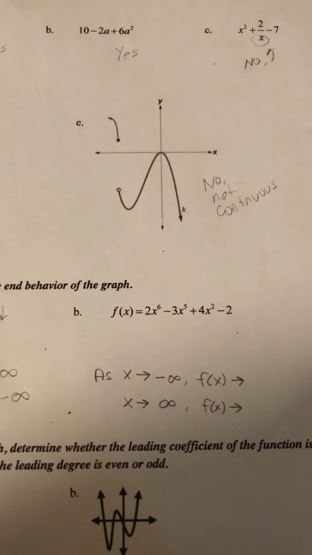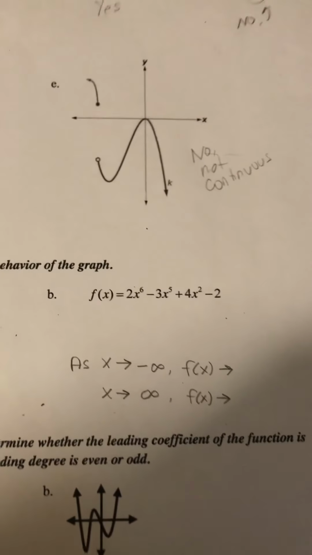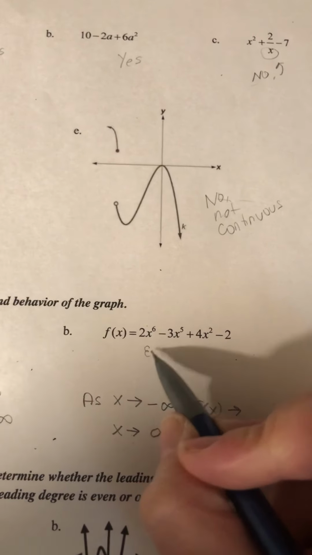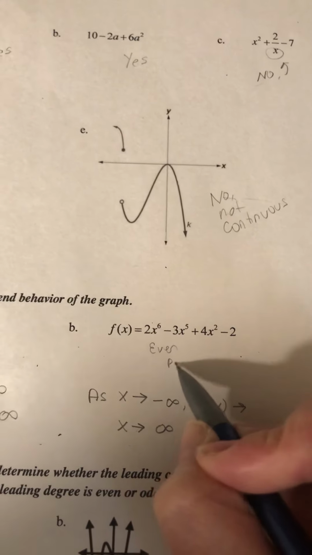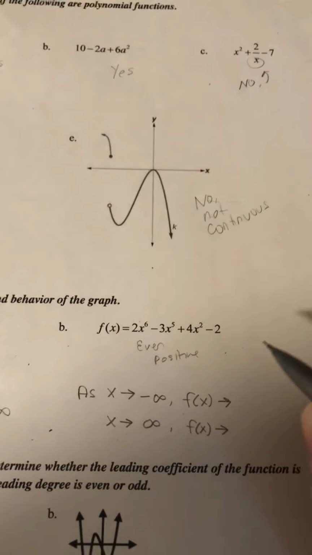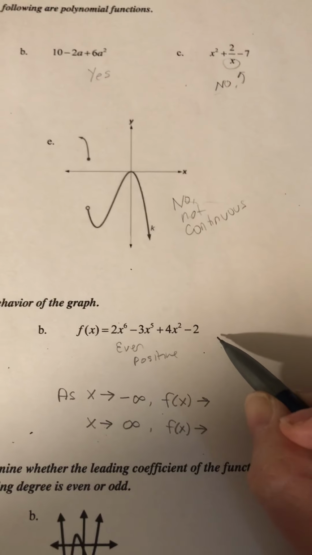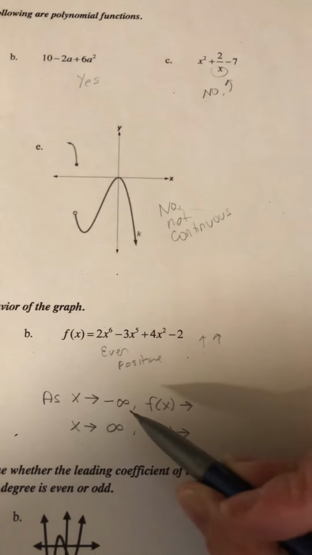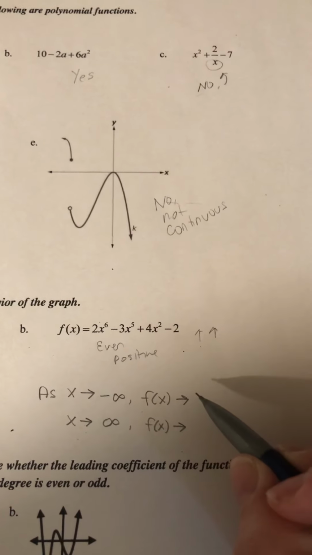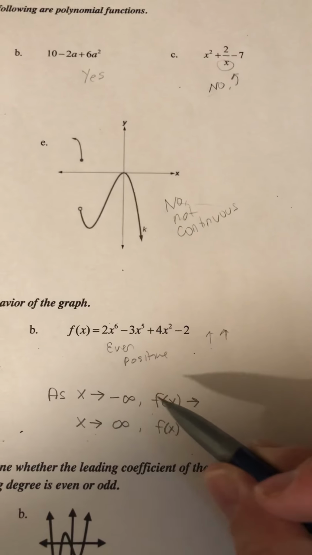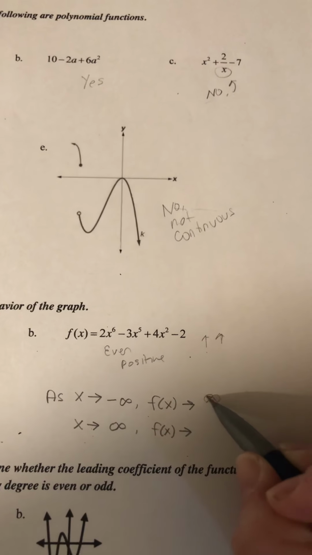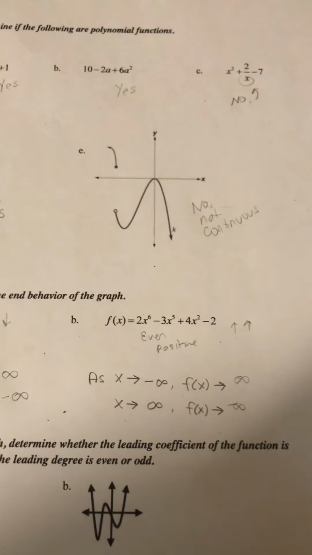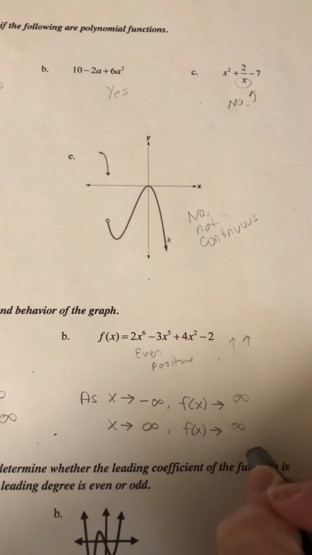Okay. Letter B, 2x to the 6th. And again, this is in decreasing degree. We can trust that this is an even degree, and the leading coefficient is positive. So even means it has the same end behavior, and because it's positive, it starts up and ends up. So, as x approaches negative infinity, f of x approaches positive infinity. And as x approaches positive infinity, f of x approaches positive infinity again. Okay, that just looks like I made a minus sign there, so let me fix that.